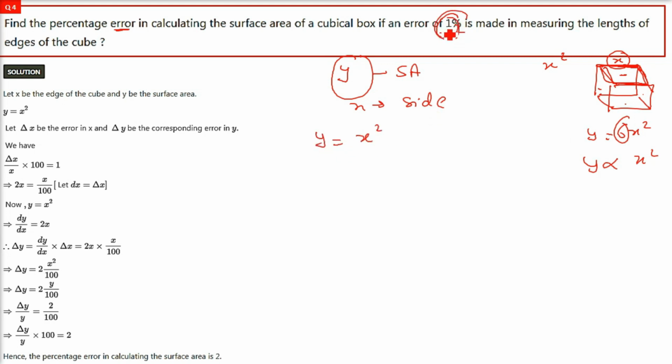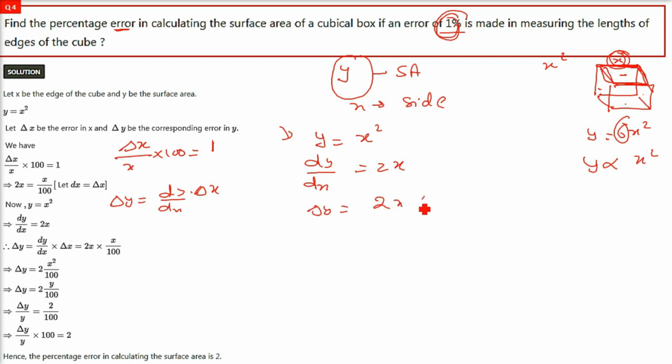There is a 1% error. What is the side we have taken? X. So delta x by x into 100 is given as 1%, that is equal to 1, right? So here we have dx equal to delta x and dy equal to delta y. That we already know. So in order to find delta y, in place of dy by dx, we have to differentiate. X square is 2x. So delta y will be what? Dy by dx into delta x. So dy by dx is already 2x with us.